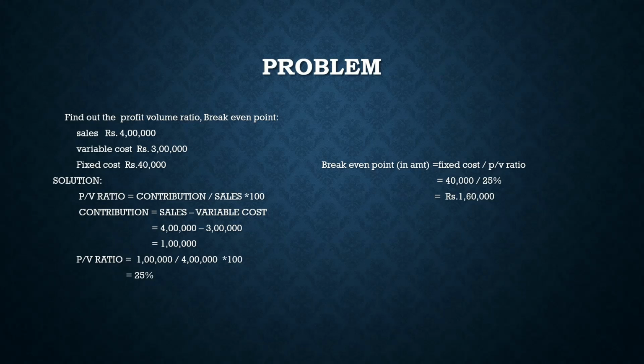Now we can find out the break-even point. In amount, the formula for break-even point is equal to fixed cost divided by PV ratio. Fixed cost value is 40,000 divided by PV ratio of 25%. So we get the break-even point in amount as rupees 1,60,000.